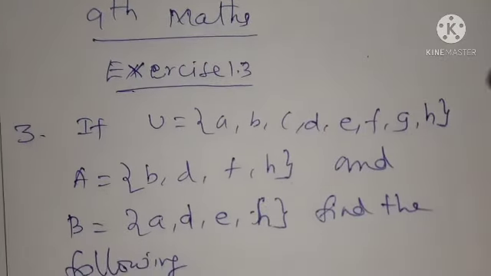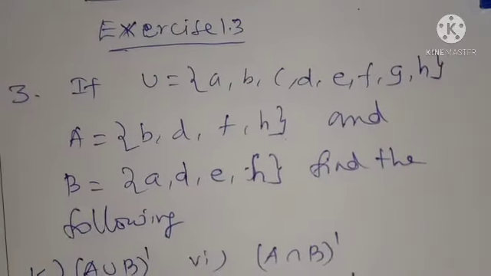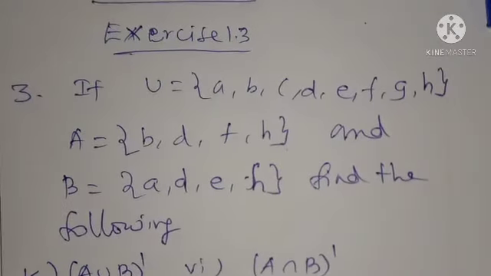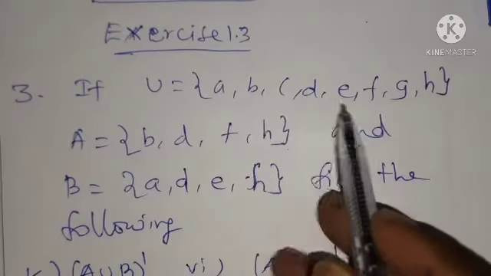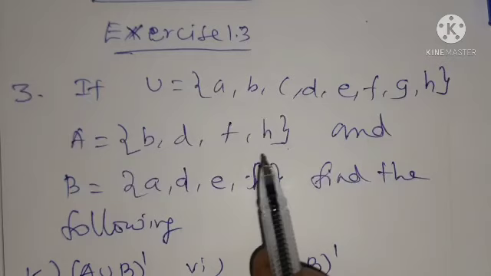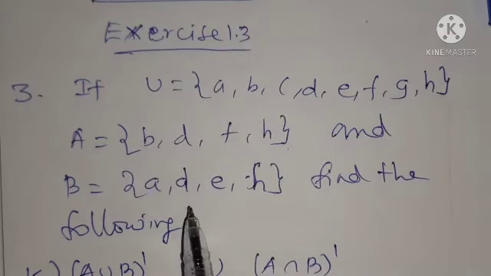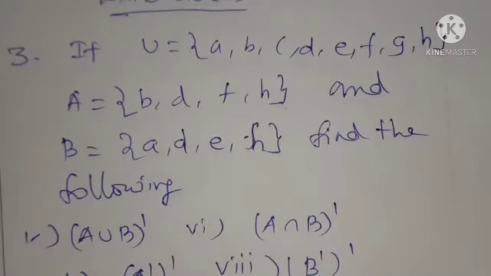Exercise 1.3, third sum. Subdivisions 1 to 4 I already solved. So, third sum: if U, the universal set, is equal to A, B, C, D, E, F, G, H, set A is B, D, F, H, and set B is equal to A, D, E, H, find the value of (A union B) whole dash.